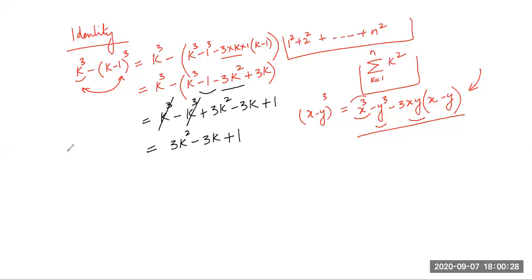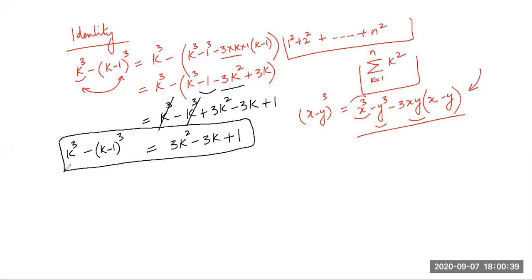Oh, that's really great. K cube minus, what is the preceding number? K minus 1 cube is equal to this. This is also a formula you should have in your memory. So in order to memorize it again, let's say a natural number is x cube minus, what is the preceding number? X minus 1 whole cube is equal to 3x square minus 3x plus 1. That's really beautiful.